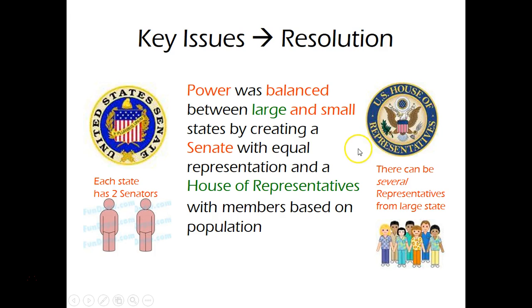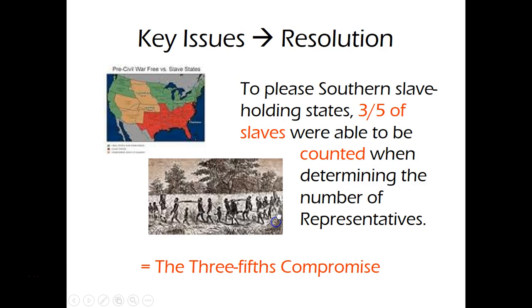So you'll notice down at the bottom of your notes you have the Virginia Plan, the New Jersey Plan, and the Great Compromise. At the end, we'll get to a slide that covers that and how they actually got to this whole resolution in the first place. We'll get to that down there. But just so you know, this is called the Great Compromise.